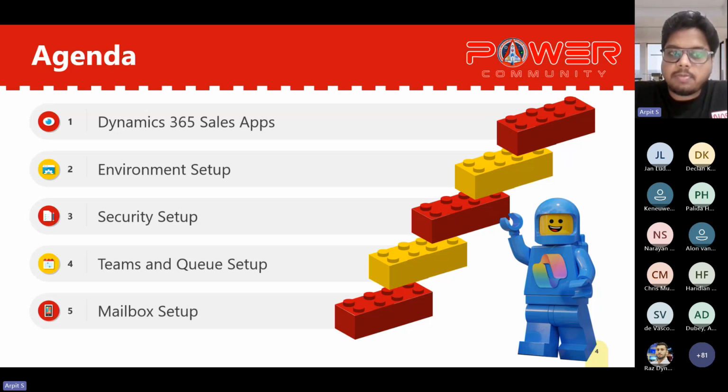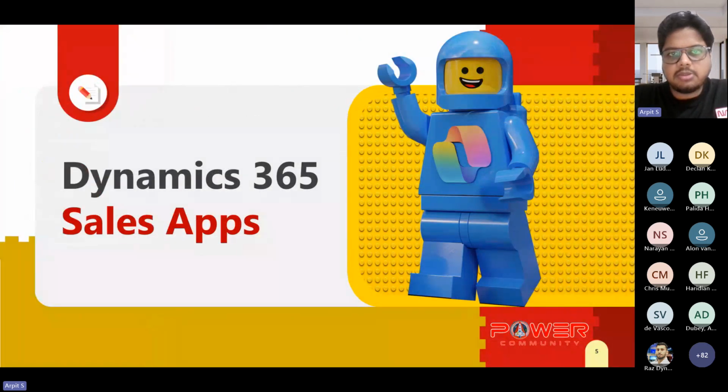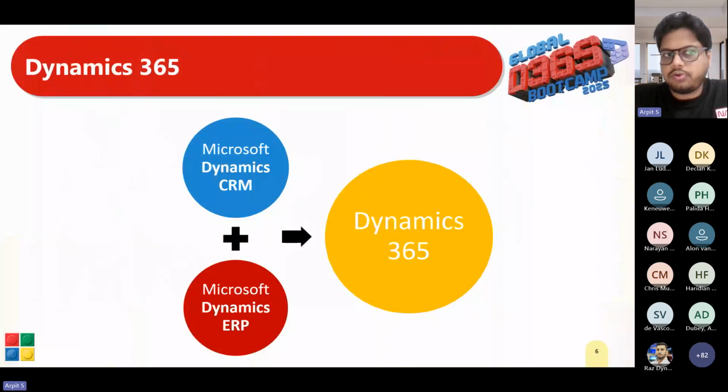So I'll touch base on the different types of security you can create, implement, or extend in Dynamics 365 sales. And then we have teams and queues as well. What is the significance of using teams and queues in Dynamics 365 sales? And then we have the mailbox setup option as well. These are the various options that I'm going to discuss in the next 45 or 50 minutes. And then Narayan will take over for all the deep dive information about Dynamics 365 sales, like the process and everything.